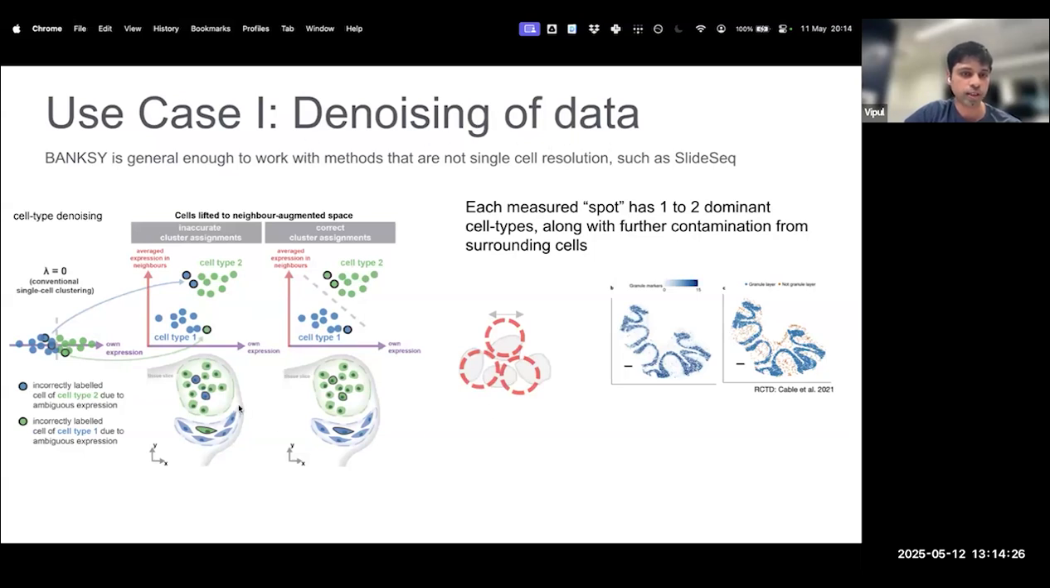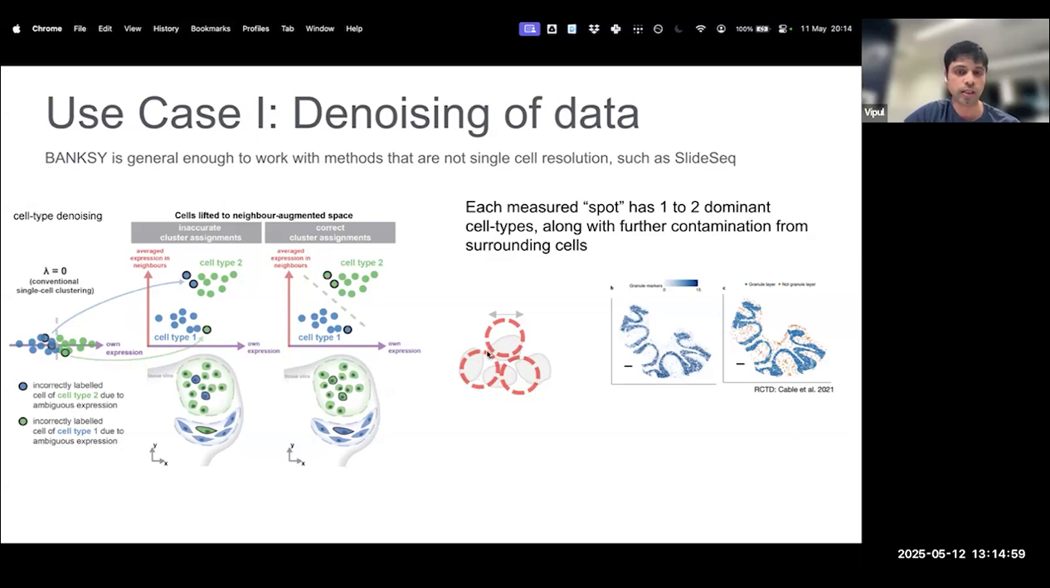And so one use case of that could be to do denoising, right? For example, cells might get mislabeled just because the data is noisy. One example of that is Slide-seq datasets. If you're familiar with this technology, you've got these barcoded beads, and you put your sample on top and you measure things. These beads are of the size of single cells, but the technology is not a single cell resolution technology because the cells need not align with the beads perfectly.